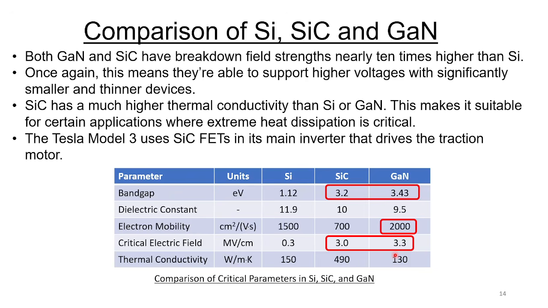For example, the Tesla Model 3 uses silicon carbide FETs in its main inverter that drives the traction motors, and this is for heat dissipation. And we can see that thermal conductivity number down at the bottom of the table here.